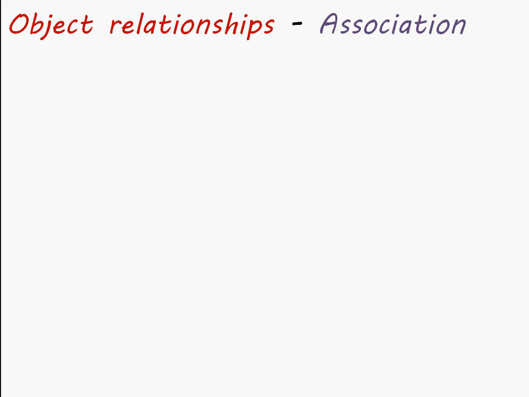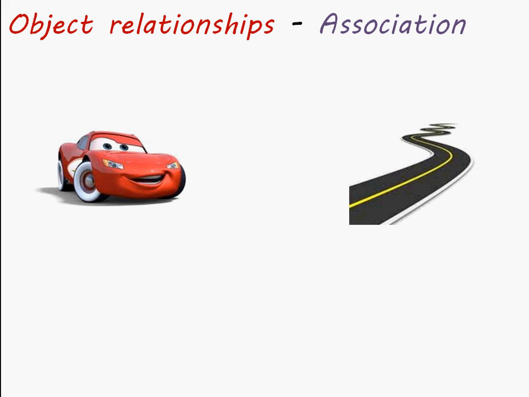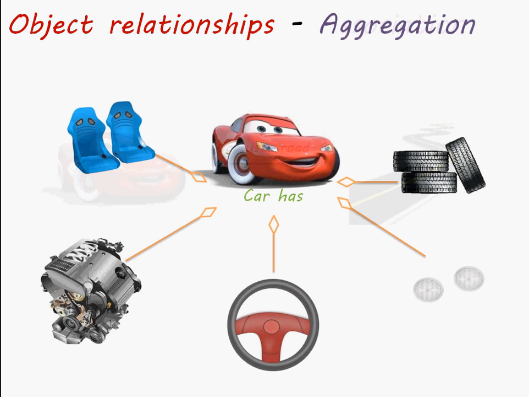Association. Like I mentioned, take for example car and road. There is an association between these two objects. Car uses road. That is association. Take this example, aggregation. A car has seats. A car has engine. A car has steering. Car has headlights, tires, etc. This is called aggregation.